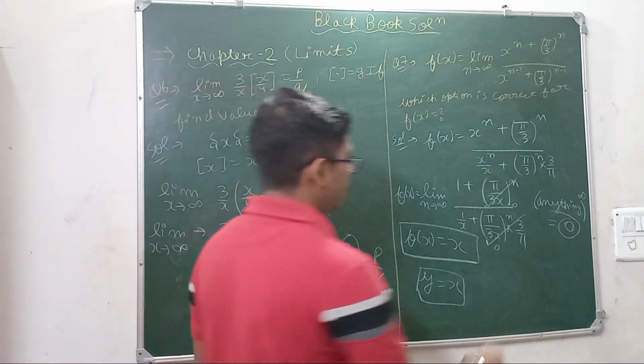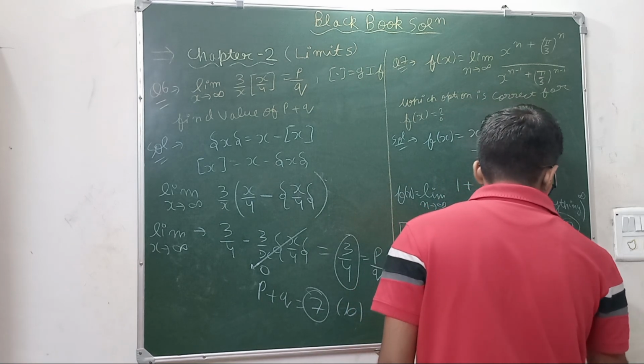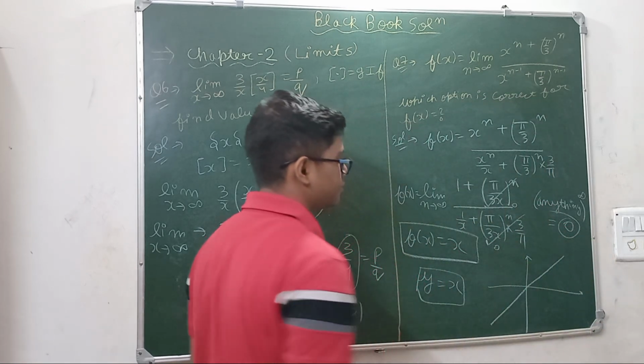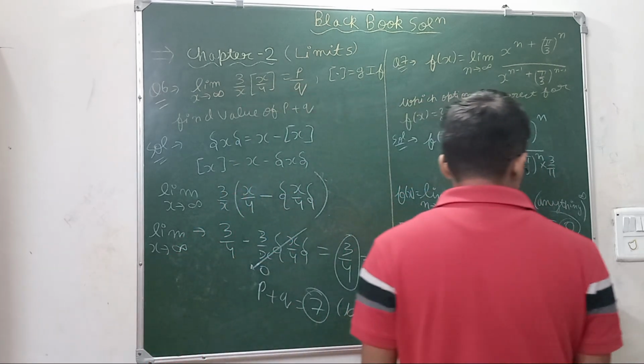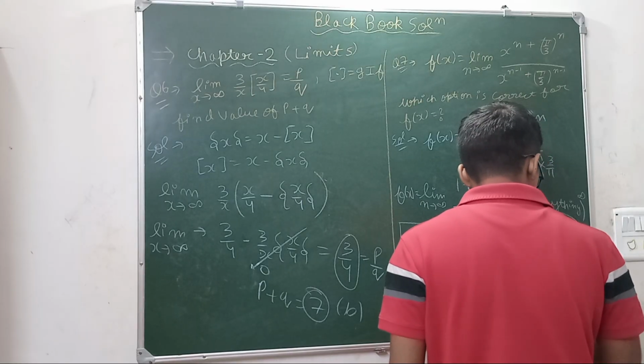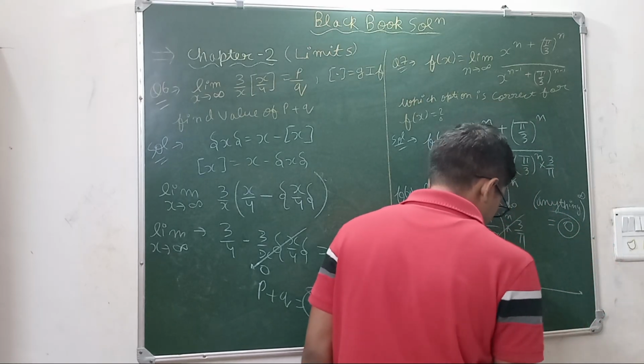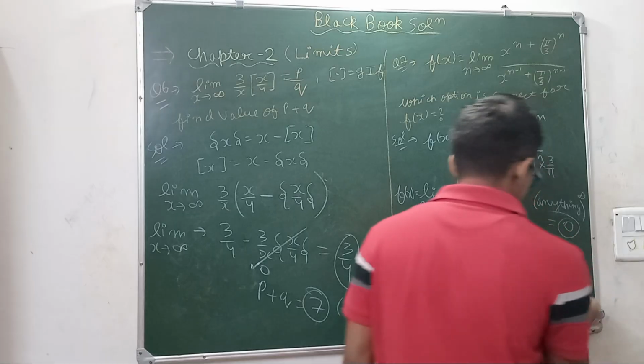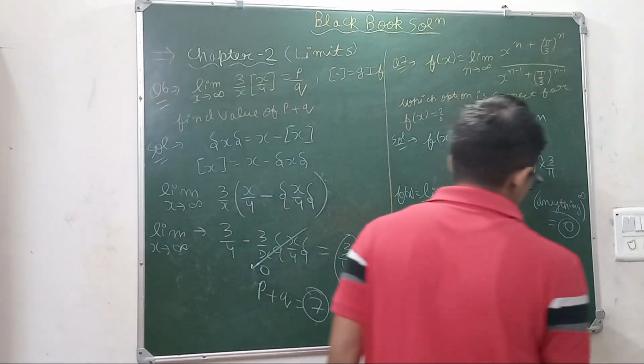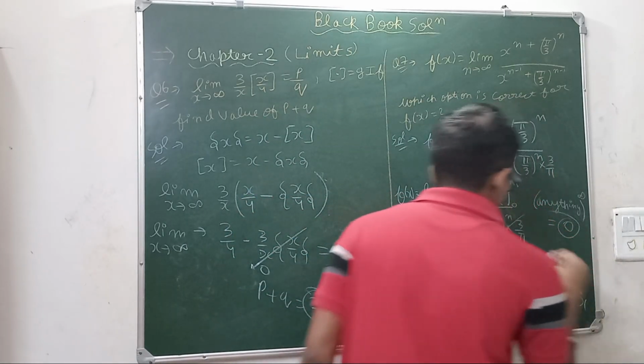Okay, the graph of this function f(x) is what? Like this: y is equal to x simply. It's like this. This is y is equal to x. That was y is equal to minus x, I'm sorry, y and x. Now you have to verify the four options.